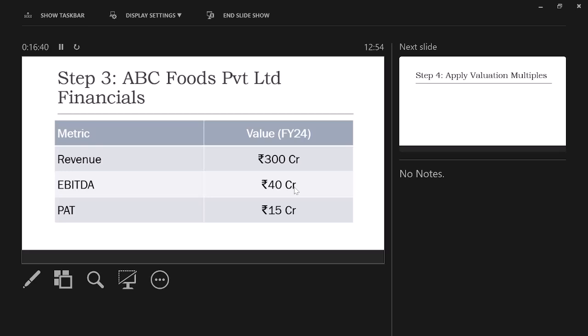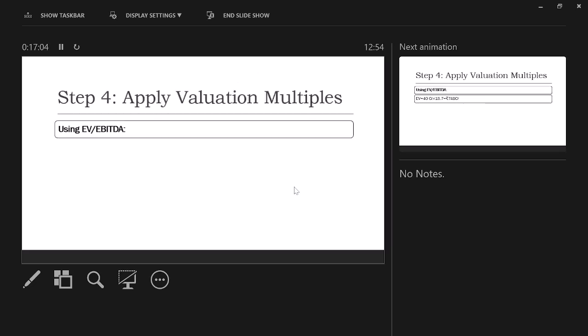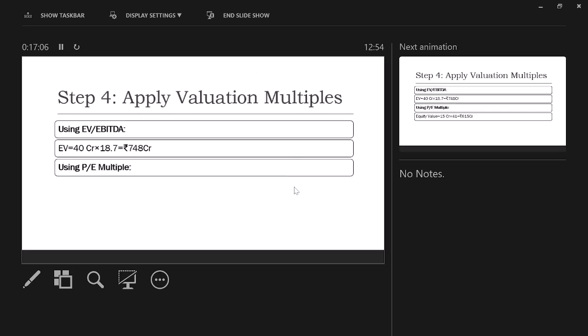I hope you all understand EBITDA and PAT. EBITDA is earnings before interest, taxes, depreciation and amortization. So it's a cash profit of the company. If you want to know how much cash the company is generating, EBITDA becomes a proxy to cash. It's almost like the operating cash profit of the company. Then the PAT is the ultimate profit belonging to the shareholders. Then apply the valuation multiples.